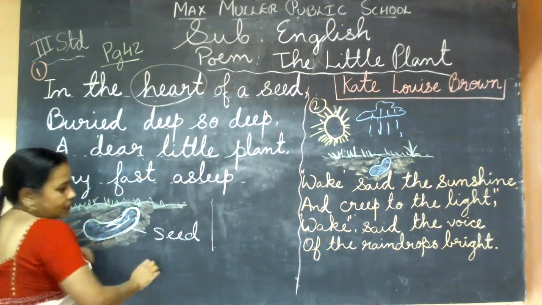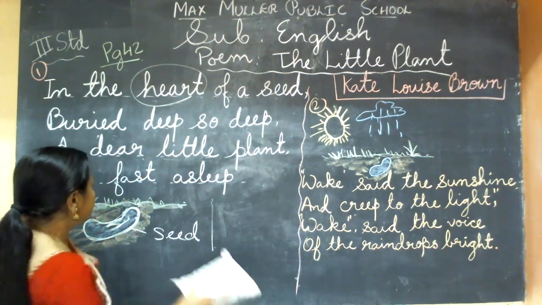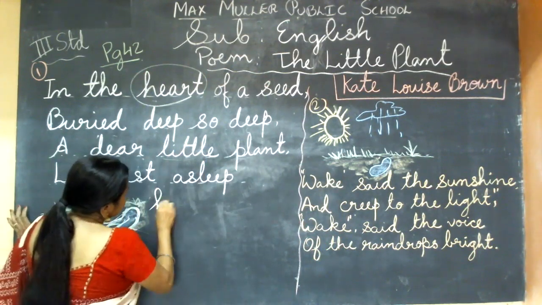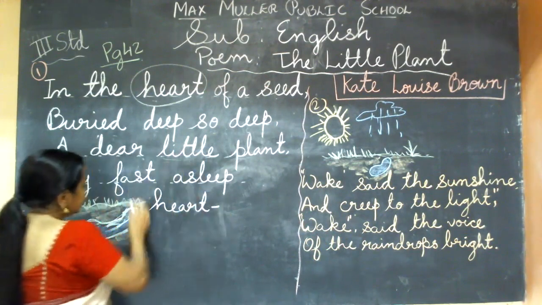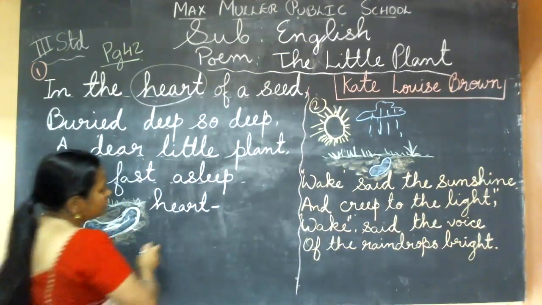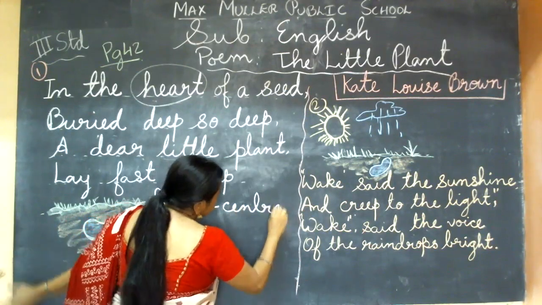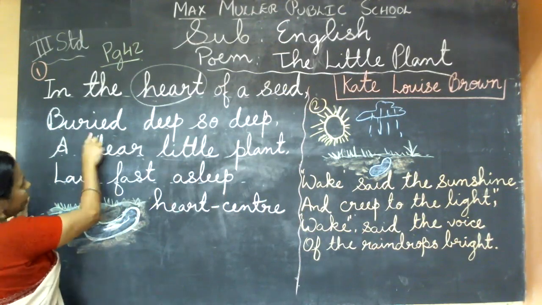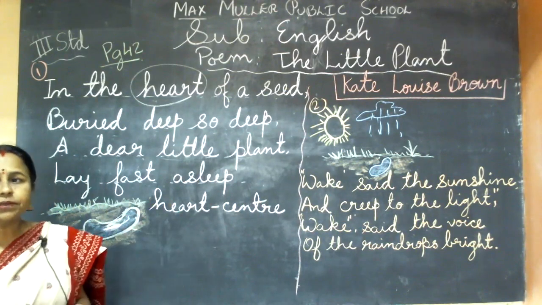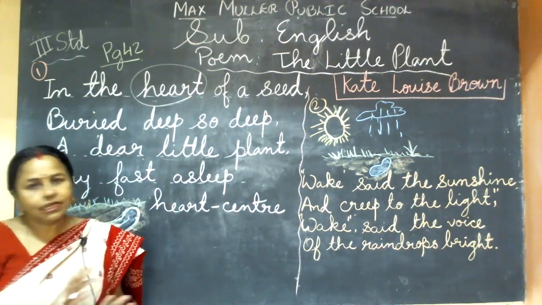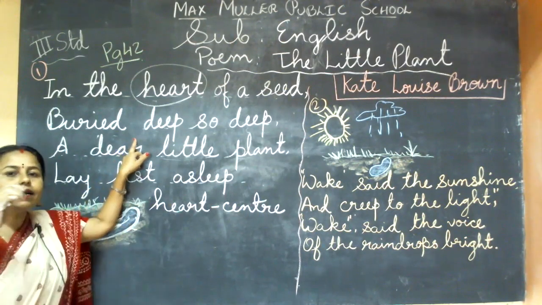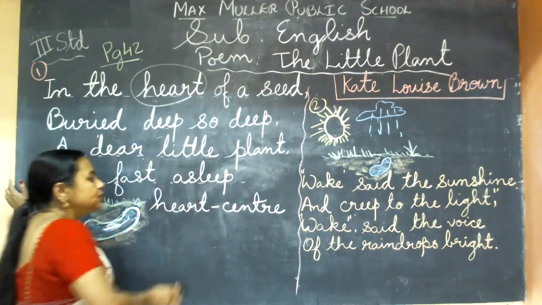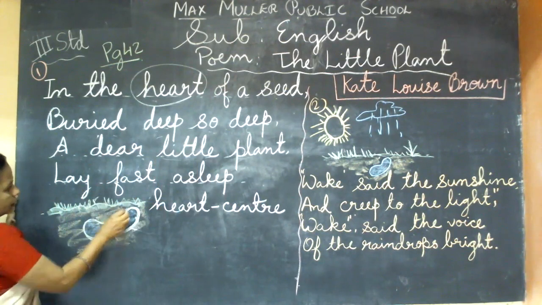Here, the new word is heart. So that meaning I'll write now. Heart means center, inside the seed. Heart means here the center, the middle of the seed. Okay, next one, buried. Now this seed, if you put it on the floor or on the road, it won't grow. It should be buried, means you should put it inside the soil. Here, deep, so deep, where deep, so deep, the soil, this is the soil.